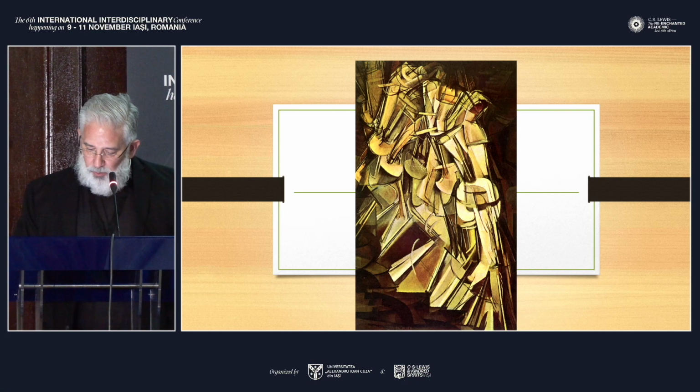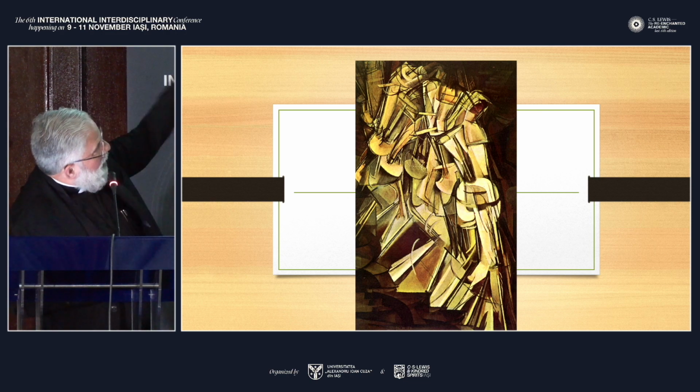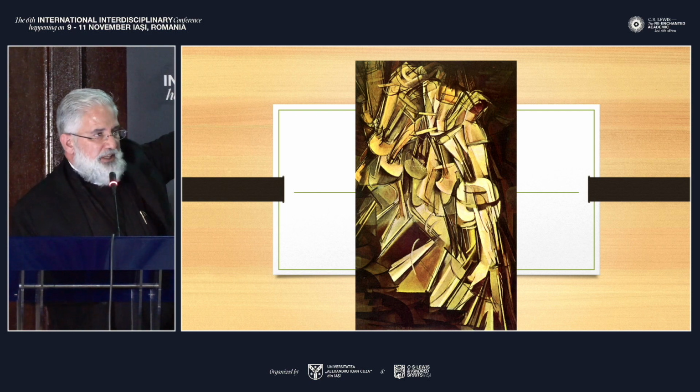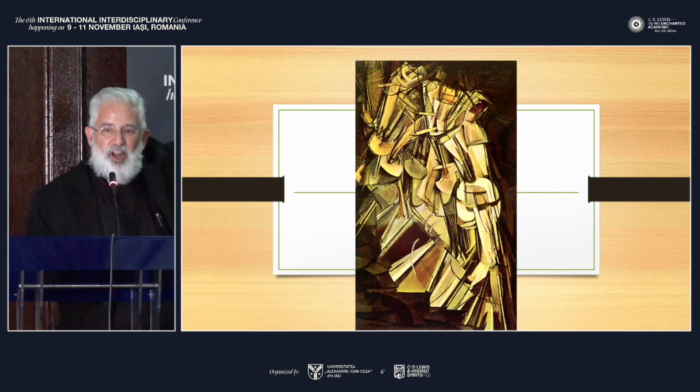Oh, we'll go back just a moment. Well, let's have a look. Many of you know this painting by Marcel Duchamp. It's the nude descending the staircase, of course. But can you not see the fragmentation that art is responding to?